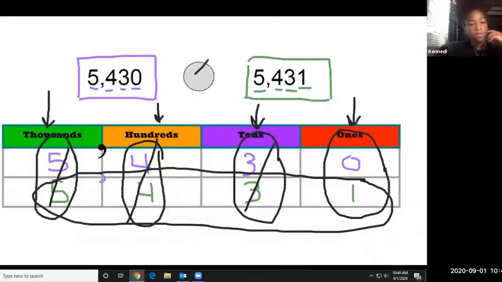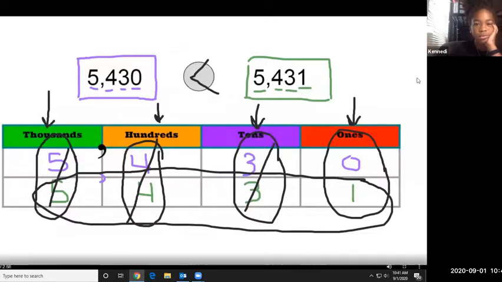So when we put our comparison symbol up here, make sure that the open side is facing the larger number and the point side is pointing towards the smaller number. So we would read this comparison as 5,430 is less than 5,431. Okay, let's go on to the next slide for another example.